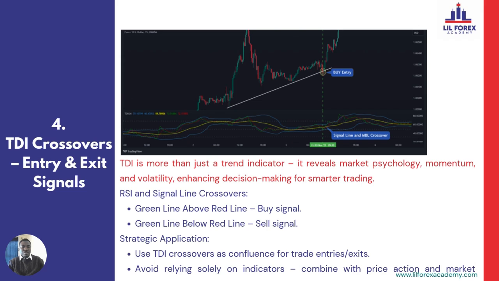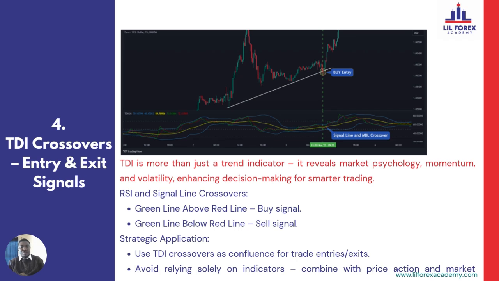And so the fourth point on how to use TDI is the TDI crossover. Just like I said, with the signal line, you wait for the price line to cross into the signal line and give you an entry. So you can use this as a strategy for your entry and exit. When the signal line is crossing up from level 32, that's a buy signal, and when it's crossing down from level 68, you close your entry or you enter for a sell. So that is TDI crossover.